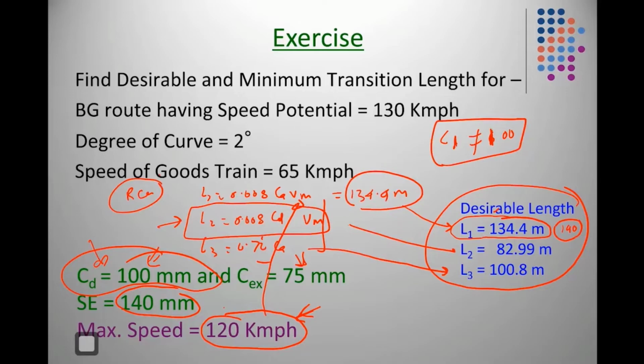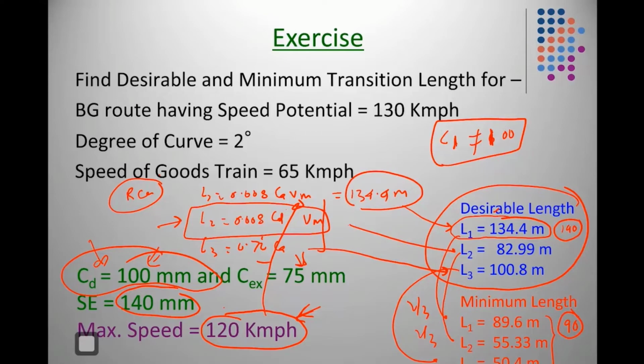If I go for limiting situation, means my RCA RCD is 55 millimeter per second and cant gradient is 1 in 360. So in that case, इसका 2/3 हो जाएगा, ये इसका भी 2/3 हो जाएगा, और ये half हो जाएगा, and this value comes as, so minimum transition length of 90 meter you are going to provide. So this way you are going to calculate your transition length.